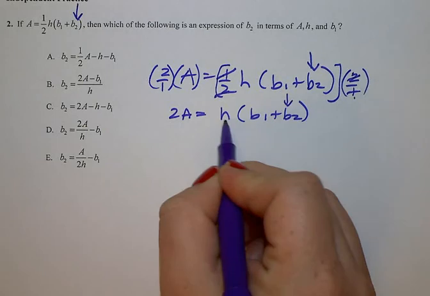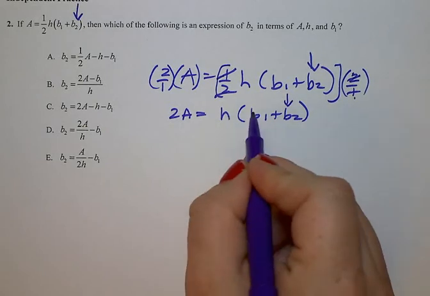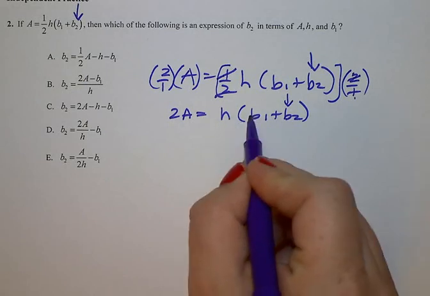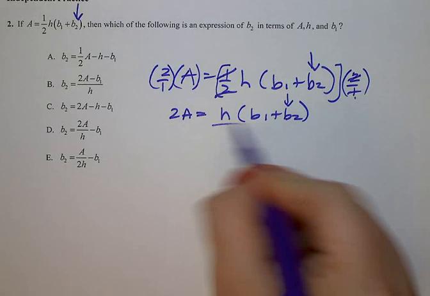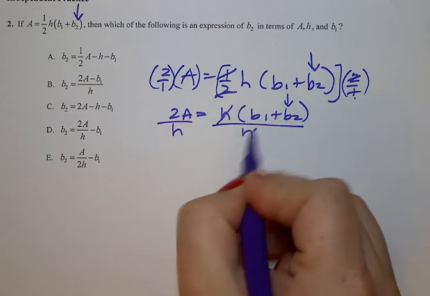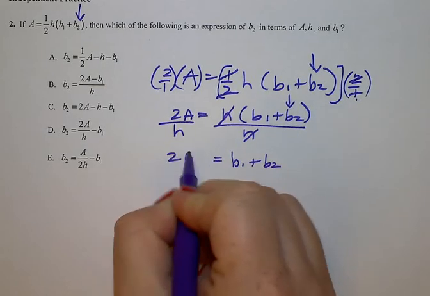Now we're going to get rid of the next thing on the outside of the parentheses, which is h. h is being multiplied by this quantity. The inverse operation, or the opposite operation of multiplying, is dividing. Divide both sides by h. h cancels, really turns into a 1. 2a over h.